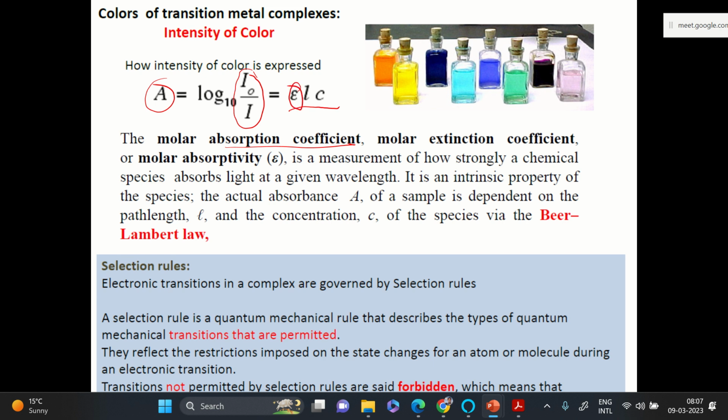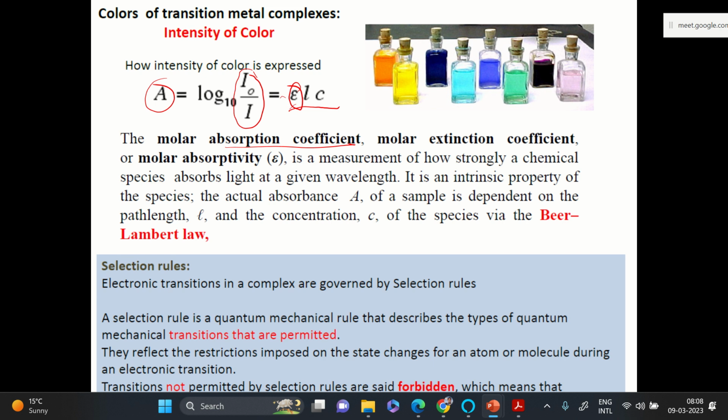How strong is the absorption? Absorbance will be high at a given wavelength. So this is absorbance that is plotted in your spectrum. At a particular given wavelength, how much light is absorbed? Suppose you have 100 photons passing through the sample, how many of them are absorbed? They are matching the energy of the sample transition, but how many of them are absorbed is given by this molar absorption coefficient.